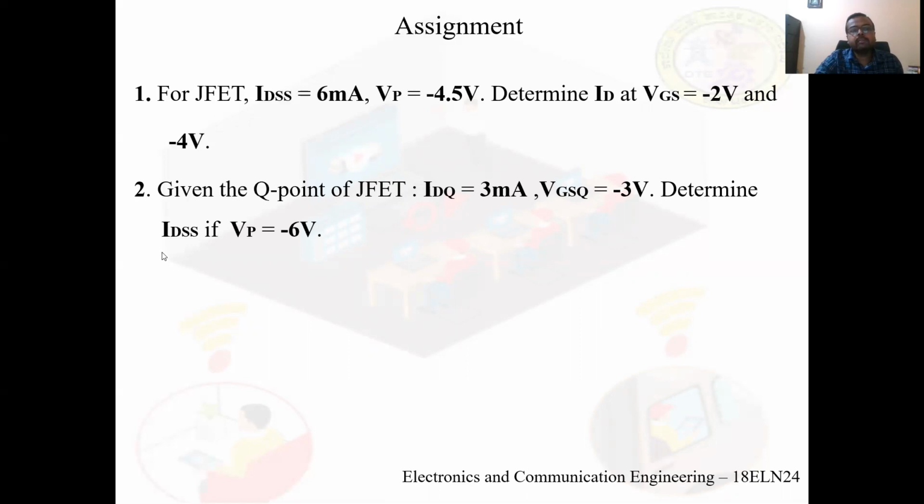Now what do you need to determine? You need to determine IDSS. How do you find it? Using Shockley's equation. You can see all three other parameters are given, and the only unknown is IDSS. In the first problem, you need to calculate ID for VGS equal to minus 2 and for VGS equal to minus 4 volts.